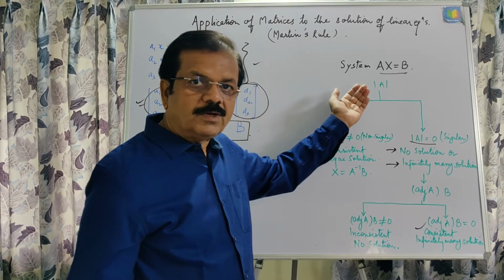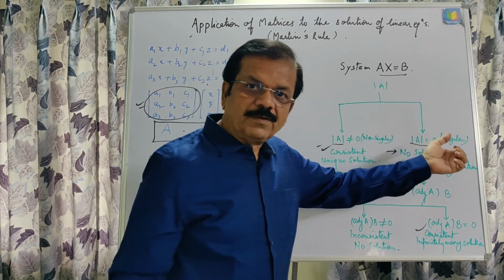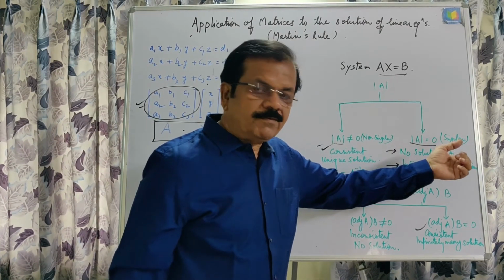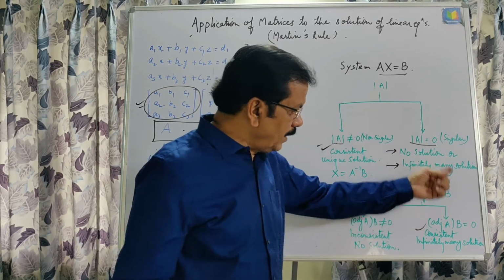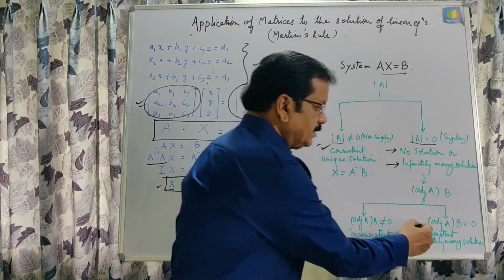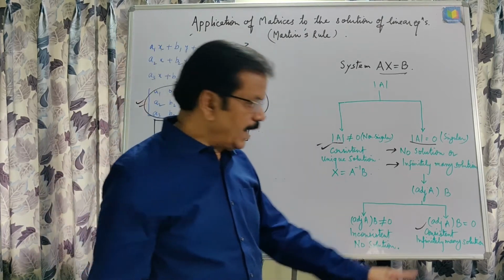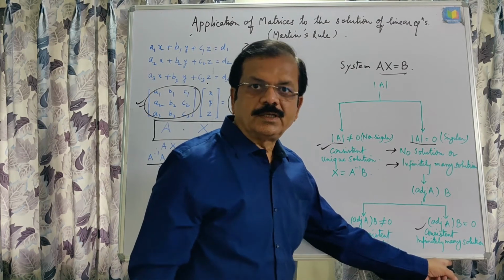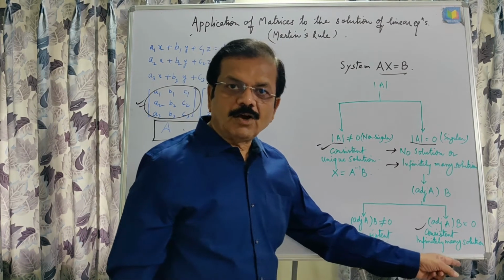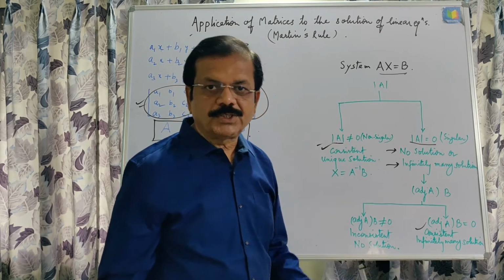Determinant of A not equal to 0 means the system is consistent, but if the determinant of A is equal to 0 and after finding the adjoint of A into B it comes out 0, then we can say that this is consistent, and in this case we get infinitely many solutions. We will see how we can get infinitely many solutions with the help of questions.